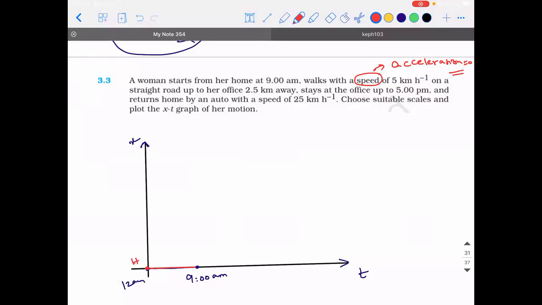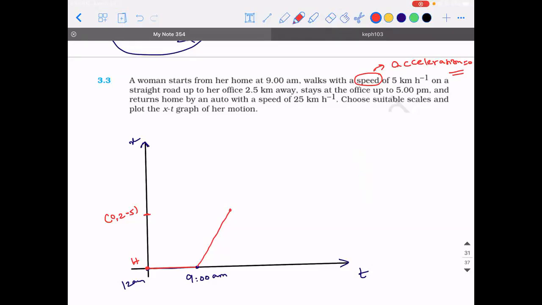So this is her home. Where is her office going to be? At 0, 2.5. Right. From here, she has walked till this point with a speed of how much value? 5 km/h. Did you understand why I drew a slanting line? Because time goes on, she is also moving parallel.